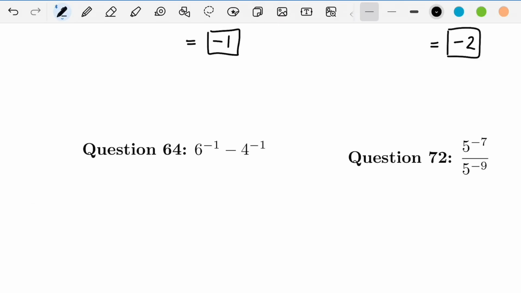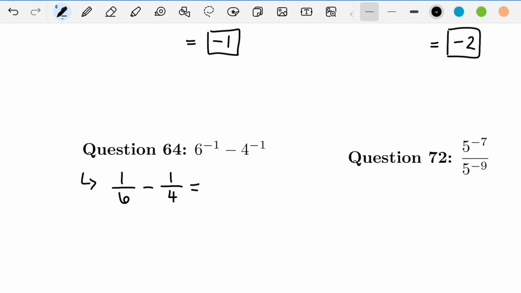In this next example here, we're still dealing with our negative exponents. So again, the first thing that we'll do is just rewrite this with positive exponents. So our term 6 to the power negative 1 becomes 1 over 6. And then we're subtracting out our second term, 4 to the power negative 1, so 1 over 4. Now from here, we can just evaluate this.